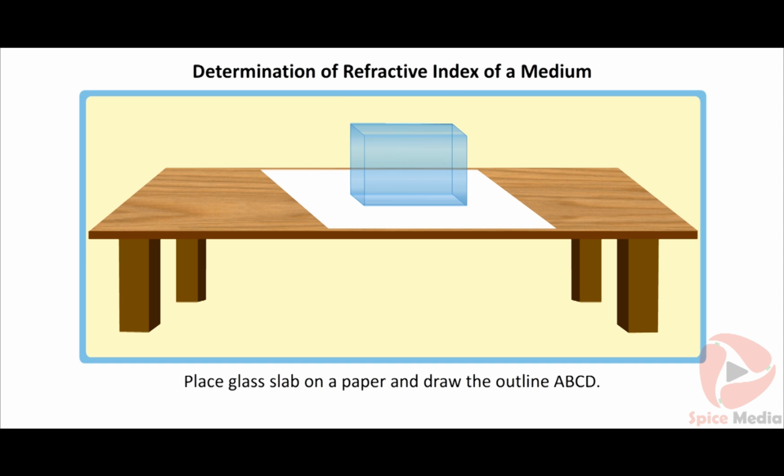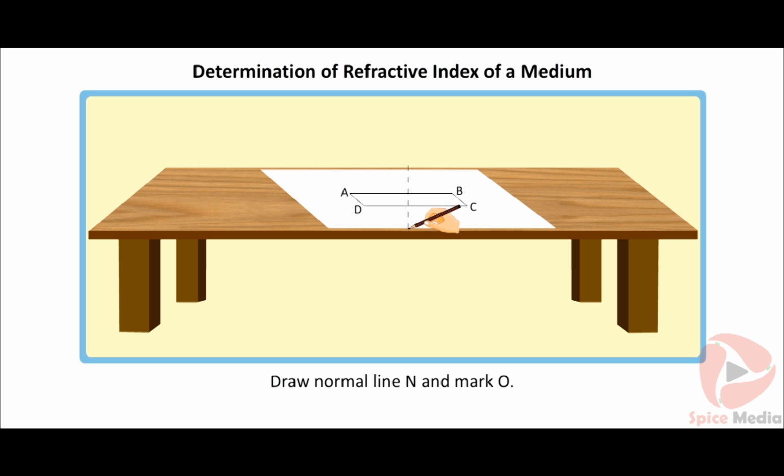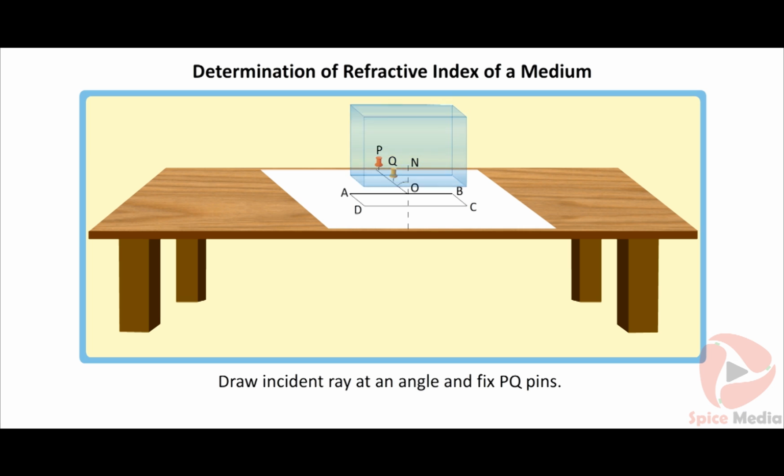Take a glass slab, place it on a drawing paper. Draw the outline of the slab with a pencil. Remove the glass slab and label A, B, C, D. Draw a normal line N to the face AB. Mark the point O. Now draw an incident ray at an angle, say 30 degrees to the normal. Fix two pins P and Q on the incident ray. Place the slab and observe images of P and Q at the side CD.